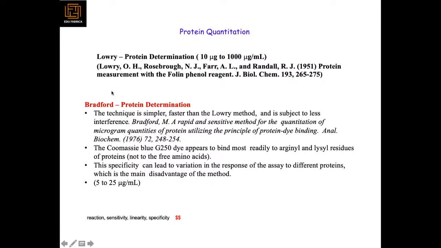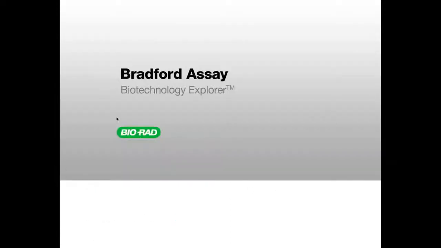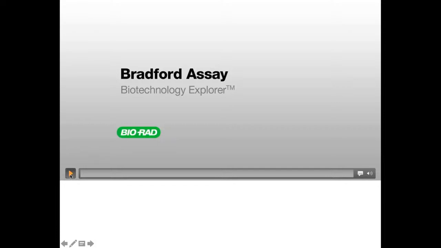Then came the Bradford protein quantification. This technique is simpler and faster than the Lowry method, and is subject to less interference. We use Coomassie dye in this, which binds to the arginine and lysyl residues of proteins, and this specificity can lead to variation in the response of the assay to different proteins. So let's see how this Bradford assay is done.